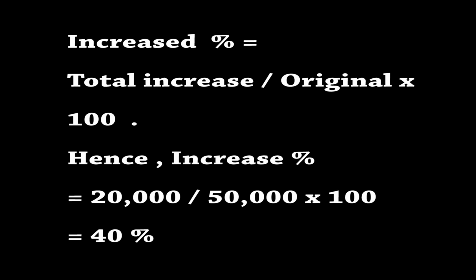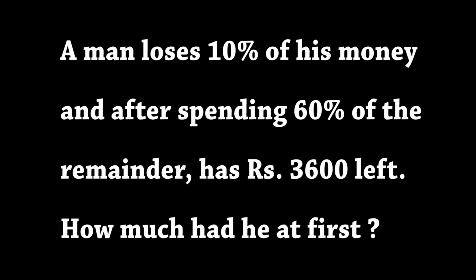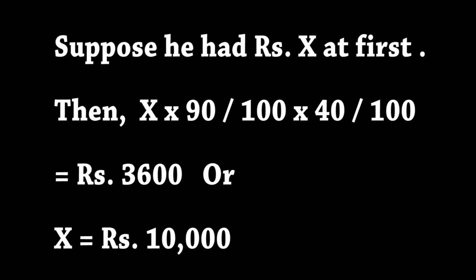Next question. A man loses 10% of his money, and after spending 60% of the remainder, has rupees 3,600 left. How much he had at first? Solution. Suppose he had rupees X at first. Then, X multiplied by 90 divided by 100 multiplied by 40 upon 100 equals rupees 3,600, or X equals rupees 10,000.